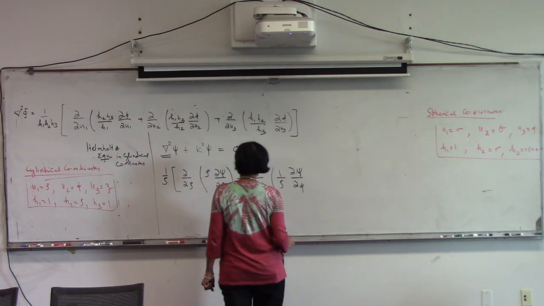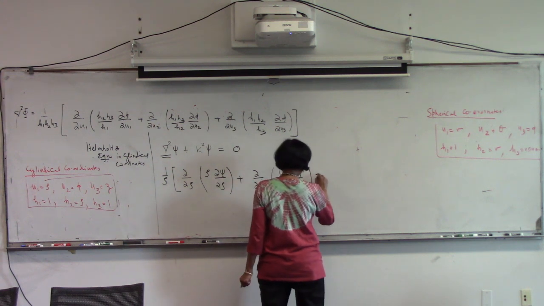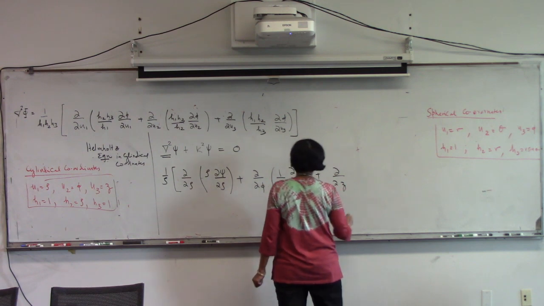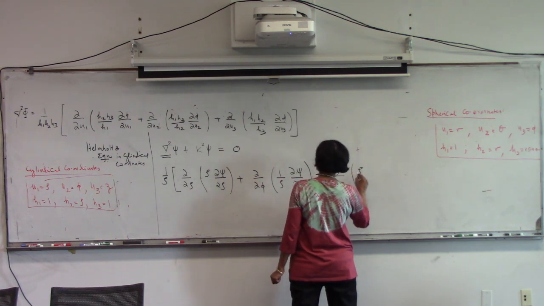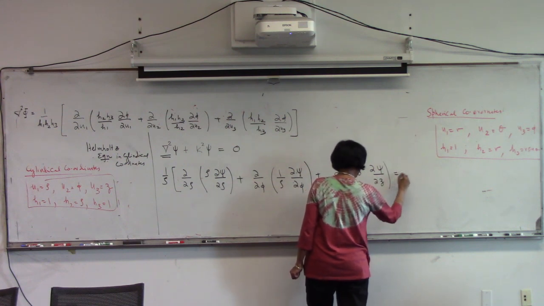Okay, that's my second one, and partial with respect to z, which is the independent coordinate. Rho is in the numerator, partial of psi with respect to z equal to 0.